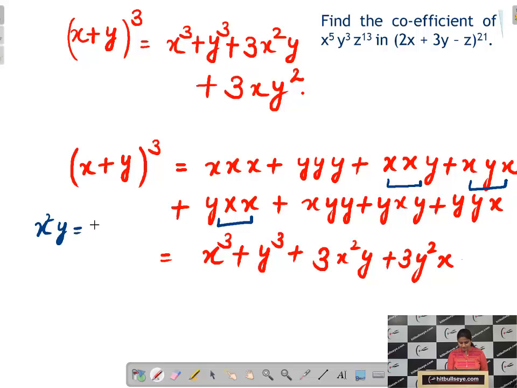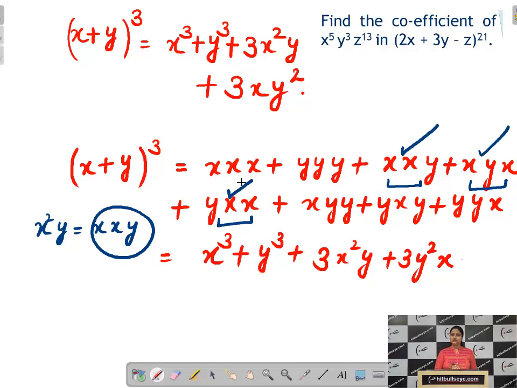Now, what is x square y? Xxy. How many arrangements are possible here? There are 3 arrangements because y can take either first place, second place or third place. It means there are 3 arrangements of x, x, y possible. That we are taking here 1, 2 and 3. So what is the coefficient here? It will be 3.